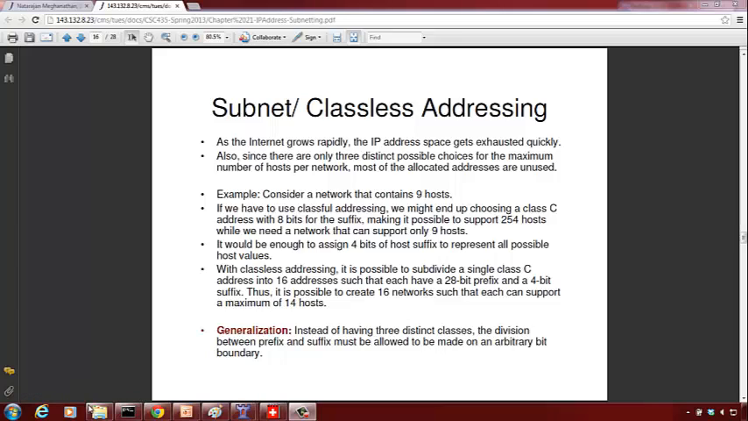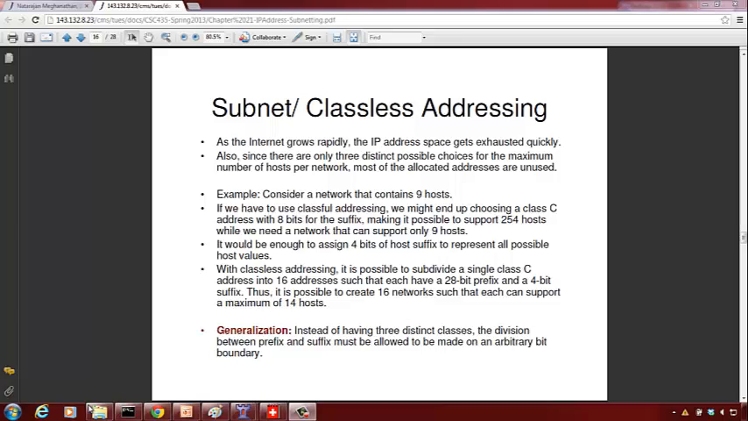Okay, so now we are going to talk about subnetting. So far we talked about class-based addressing, where we have class A, B, C, where the network part has certain fixed bits and the host part has some bits, right? Class A has 8 bits for network part and 24 bits for the host part, and so on.